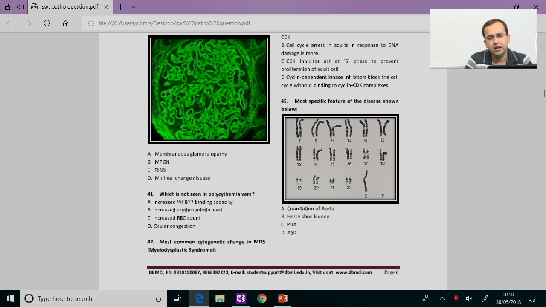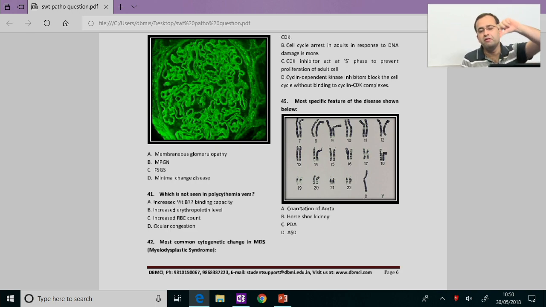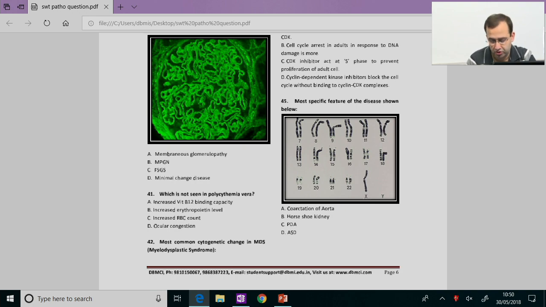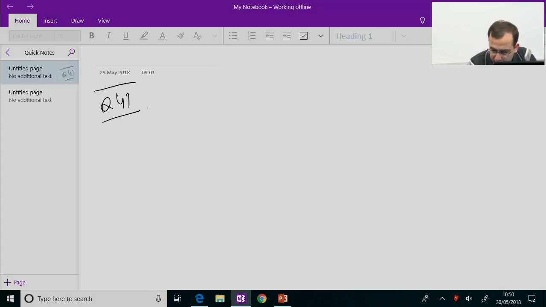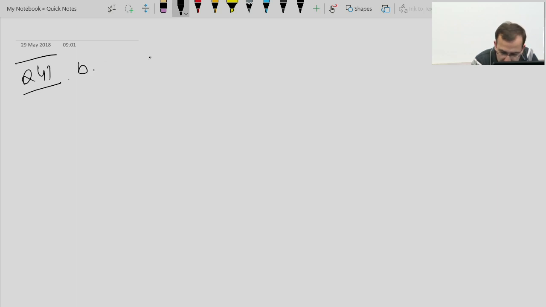Increased vitamin B12 binding capacity, it is seen, but let's put a question mark, we are unsure about it. Increased erythropoietin, not at all. Polycythemia vera has a high hemoglobin with a reduced serum erythropoietin. This point is important. Increased RBC count and ocular congestion are its features. So question 41, the answer is B, that is increased serum erythropoietin. This is not seen in PV.